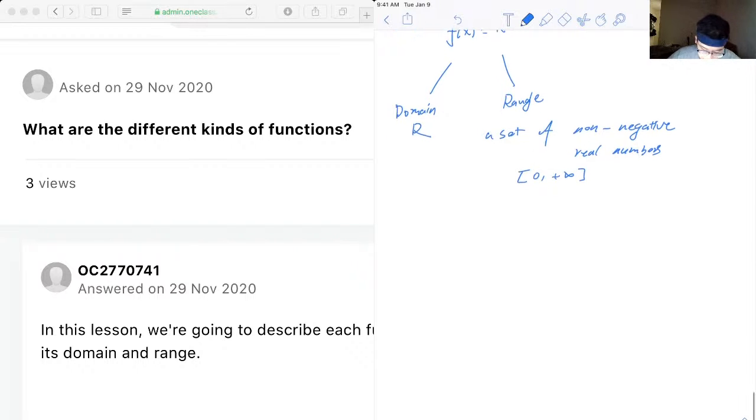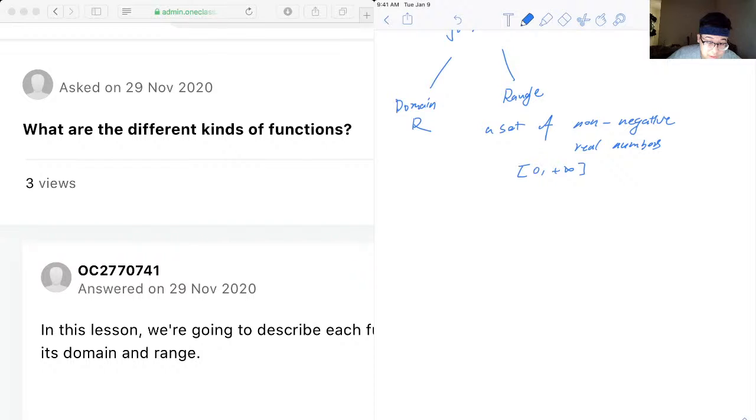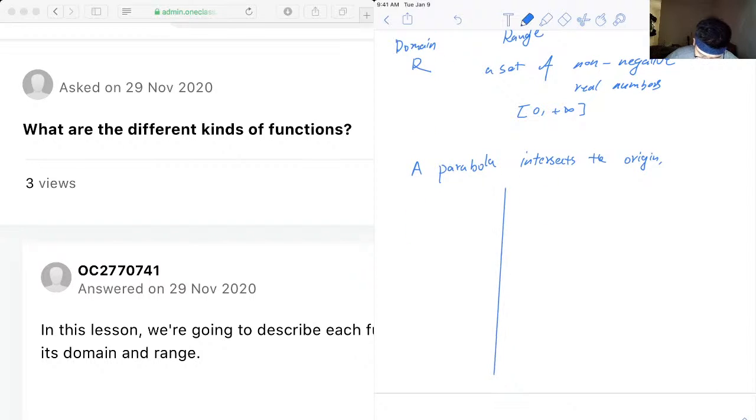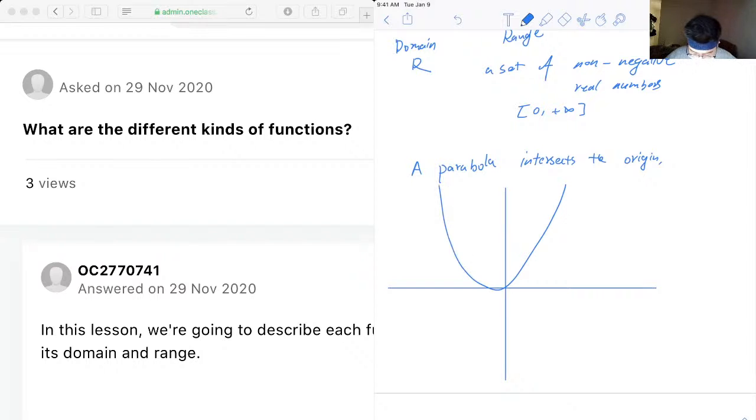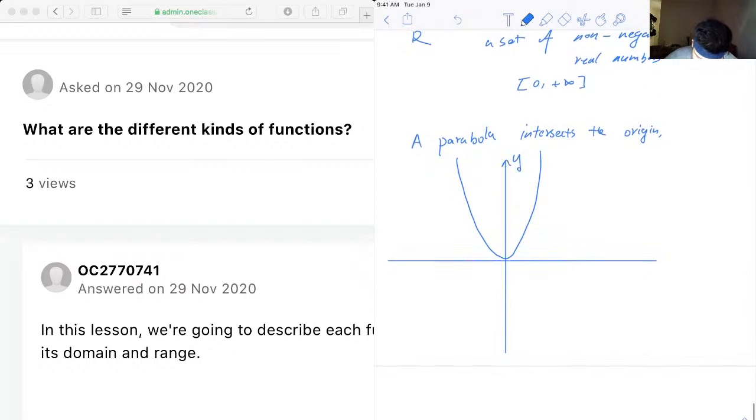Okay, and the graph is a parabola that intersects the origin, which is something like this. Oops. Okay, that's y, x, and (0, 0).